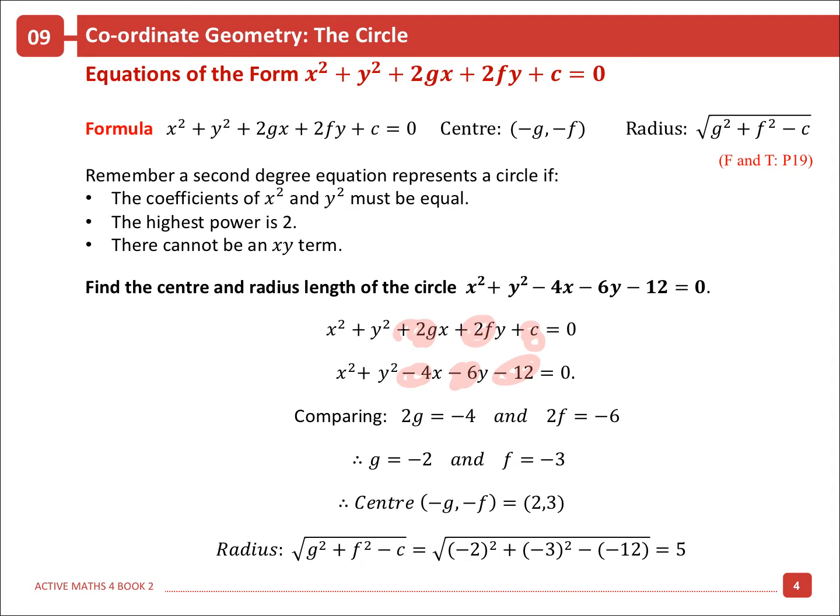So our centre point (minus g, minus f) is actually (2, 3), because when we apply minuses to both of these, minus by minus gives us plus. And then when we work out our radius, we have minus 2 squared plus minus 3 squared minus minus 12, we get the square root of 25, which is equal to 5.